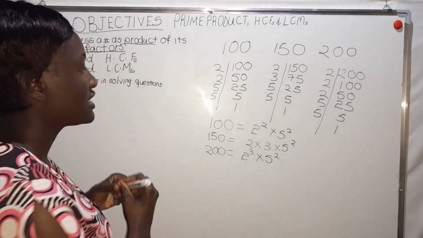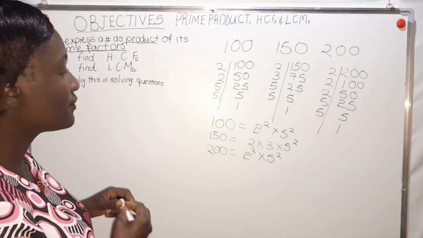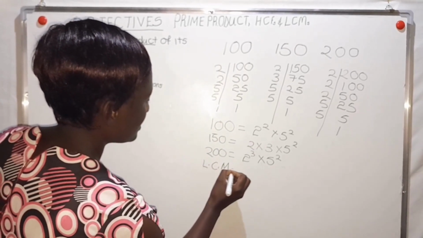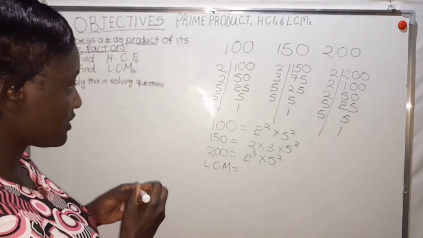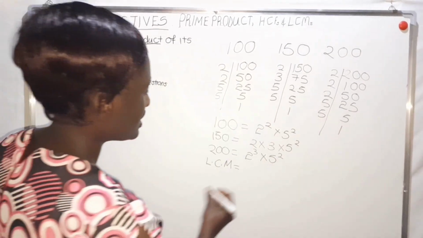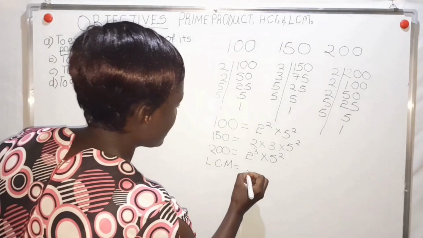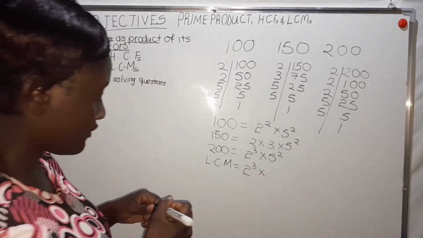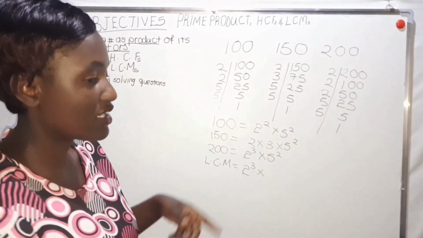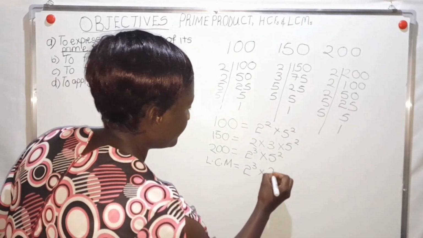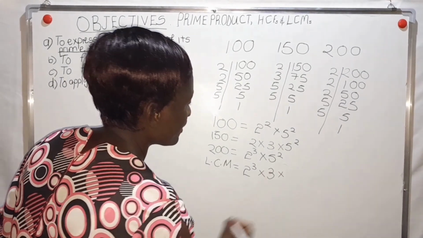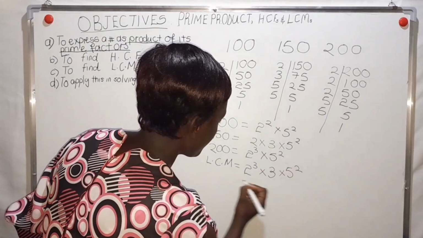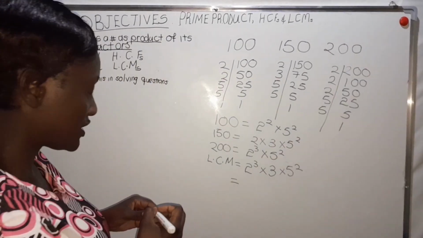Now we want to find the lowest common multiple. We are going to take each number with the highest index. For 2, 2 to the power of 3 is the highest index. For 3 we just have 3 to the power of 1, so we need to list it. Then for 5 we have 5 to the power of 2, so we multiply to get our lowest common multiple.